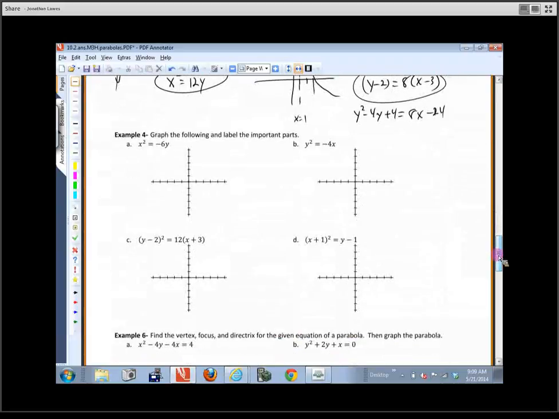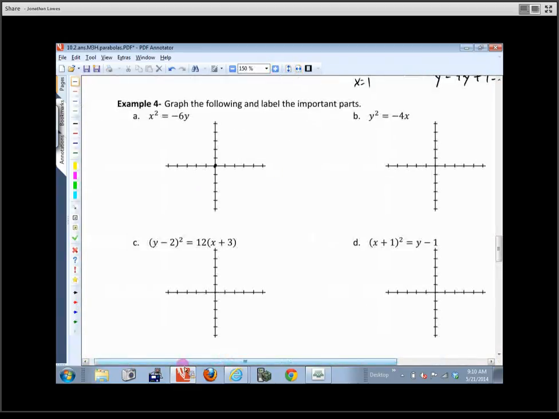Okay, let's do a couple more, just make sure we're all on the same page. So I've got this one right here. This is an x squared. What are my choices? Up, down, right, left? Up or down, because it's an x squared. And because it's negative, it's going to open down. Where's the vertex? Vertex is at 0, 0. Okay? Vertex is at 0, 0. And we know it's going to open down.